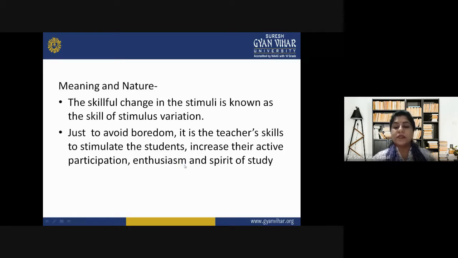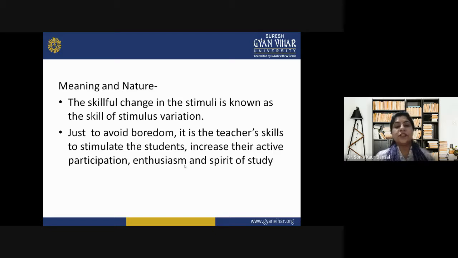Now let's understand the meaning and nature. What is stimulus variation? Stimulus variation is a very skillful change in the teacher or anything that is related to classroom teaching.